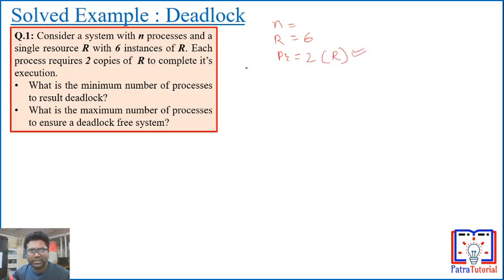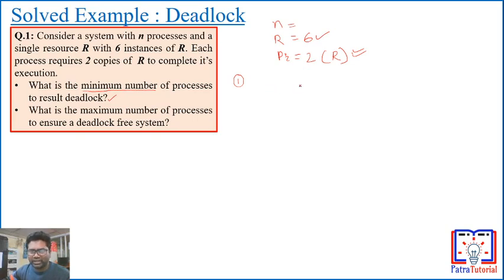This is the question, and what we have to find out is the minimum number of processes to result in deadlock. So first, it is asking us what is the minimum number of processes. To minimize the processes we have to allocate the maximum number of resources, right? And we have to ensure that there will be deadlock. So we have to allocate these 6 instances in such a way that the number of processes is minimized and the system will be in a deadlock state, right?